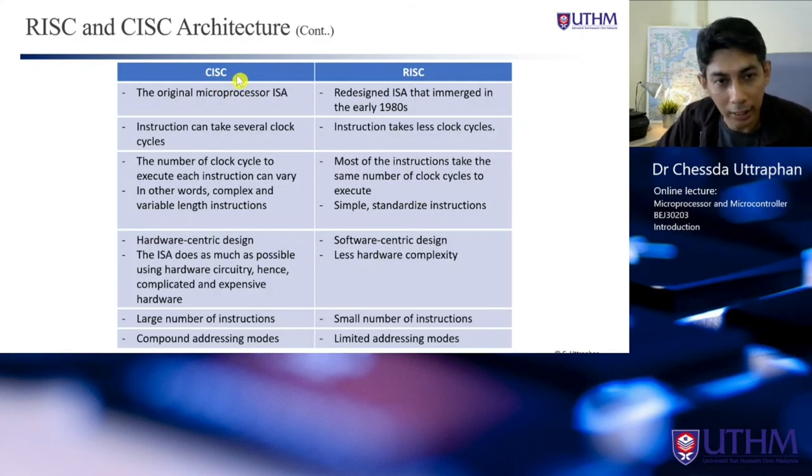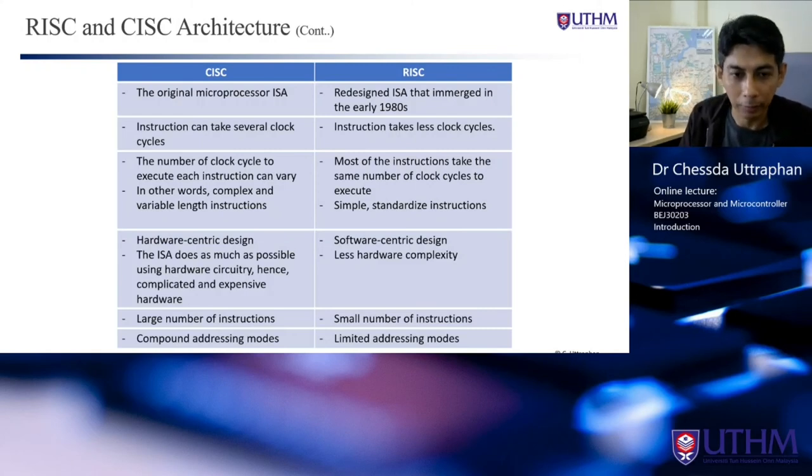CISC is made up of a more complex circuit as compared to RISC, and that's why it consumes more power. That is why it is used in bigger computers, such as your laptop and your PC.